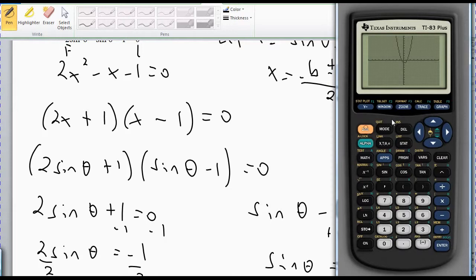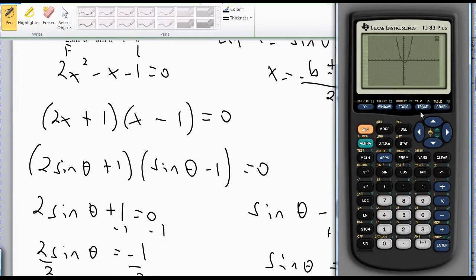There's two ways of doing this. You can use second trace and then the zero feature. But I want to use the intersect feature. In order to do that, remember my graph is intersecting the x-axis. The x-axis is the same as y equals 0. So I'm going to hit enter, and y equals 0, and then graph it. And it is graphing or recognizing that y equals 0 is the x-axis.